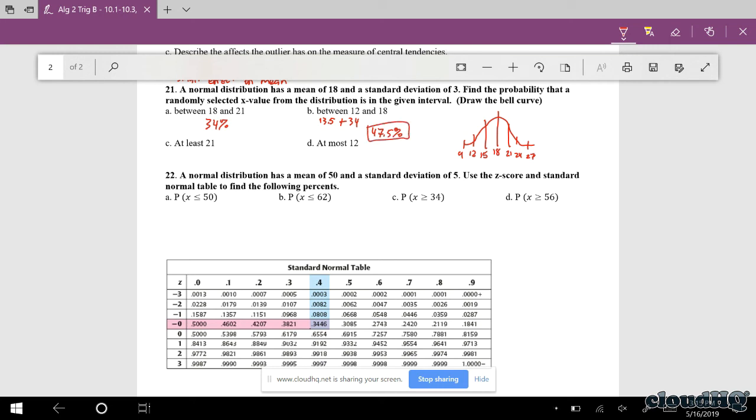At least 21 means 21 or more. At least means it could be more. So we have to include 13.5, the 2.35, and the 0.15. Remember that those two together make up 2.5. So 13.5 plus 2.5 is 16%. At most 12 means 12 or less. So you have to include the 0.15 and the 2.35, which together makes up 2.5%.